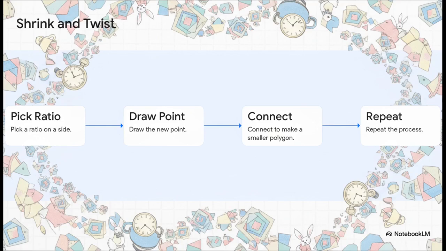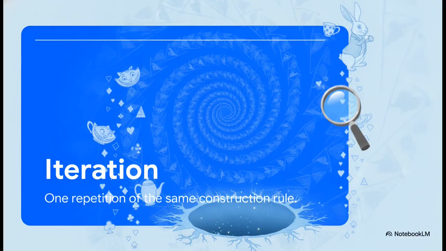That's the whole secret. Now, there is a very important vocabulary word for this repetitive shrink and twist potion we just applied. It's called an iteration. An iteration is simply one repetition of the same construction rule. So every single time we draw a new, smaller, twisted polygon inside the last one, we are completing one iteration. Do enough iterations, and boom, you fall right down the rabbit hole.